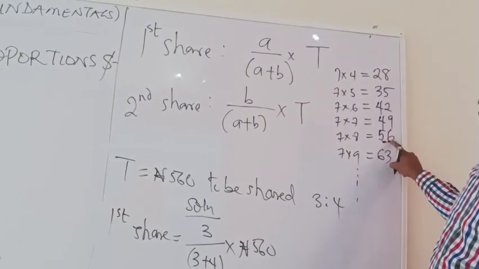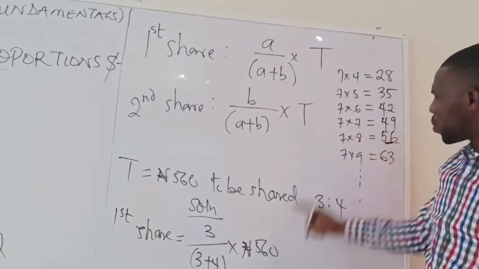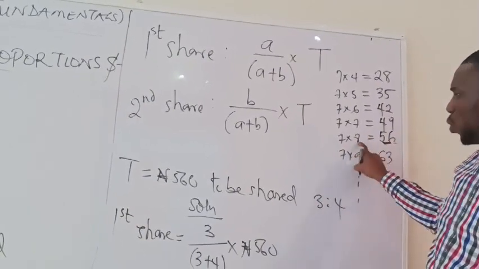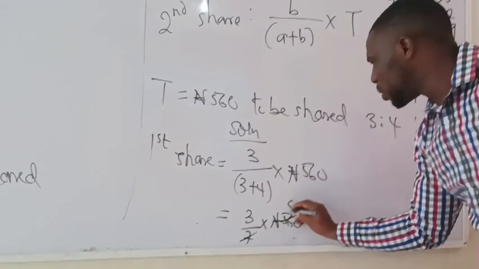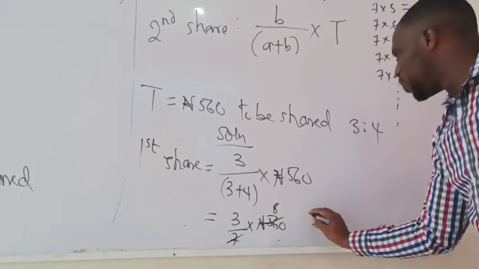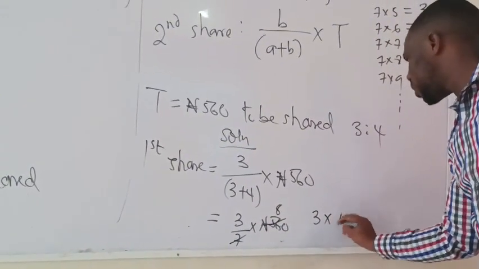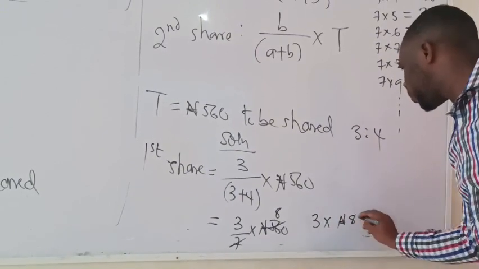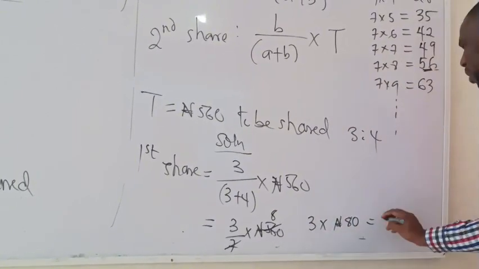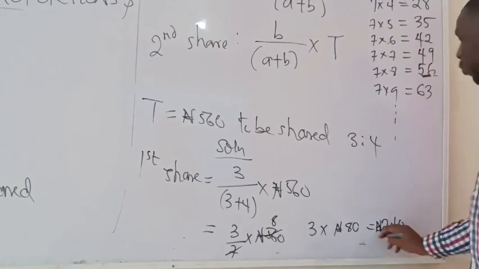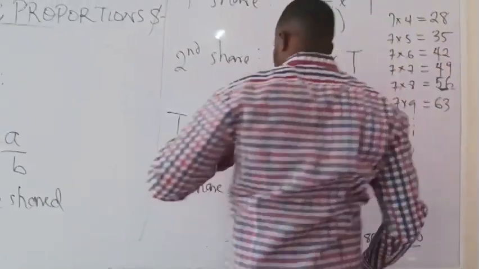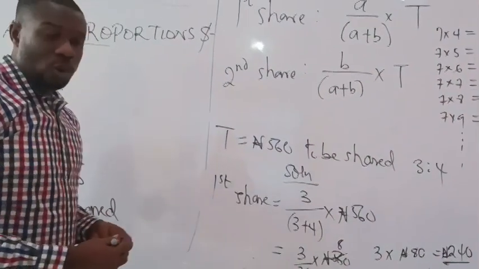Now 7 could go into 56 eight times. So 7 in 56, this is 8, and I'm left with a 0. So this becomes 3 times 8 with a 0 in front. And of course 3 times 8 is 24. Then you stick in the 1 0 in front, and of course you get 240. So the first person's share out of the overall share would be 240 naira.